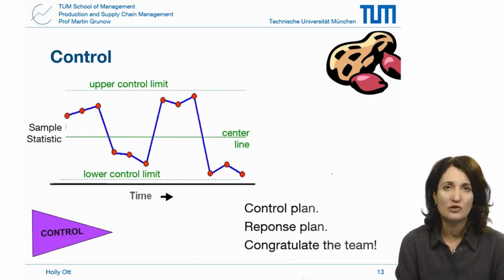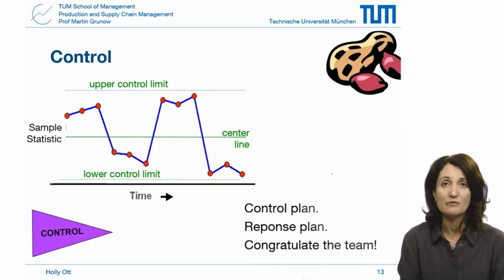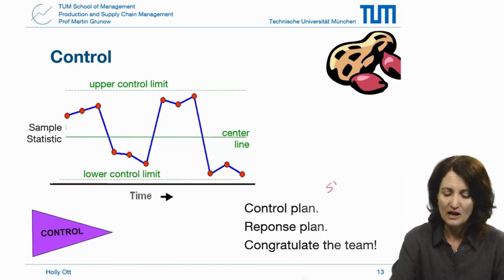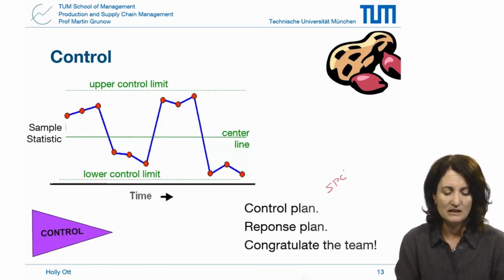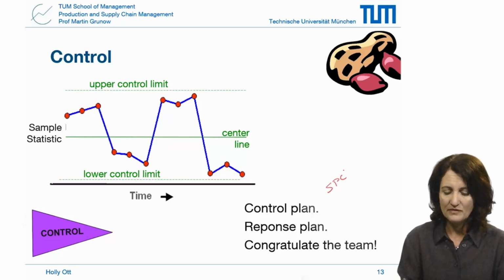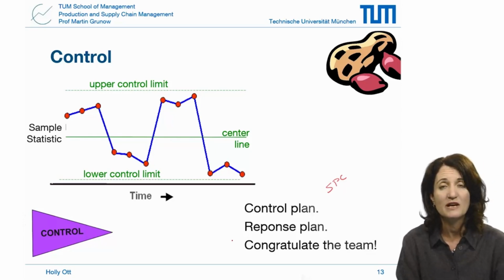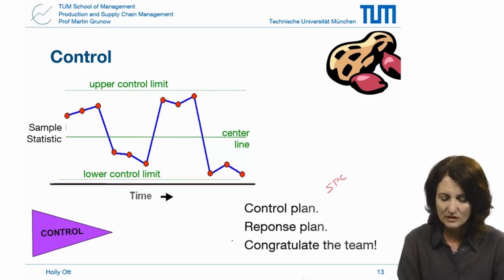And then we want to control this. So this is the last part of a Six Sigma project. We want to implement a control plan, and this is usually with statistical process control. Here's an example of a control chart, which is in our second course, of course. And we would then come up with a response plan: what happens if there's some issue in the future in the line.